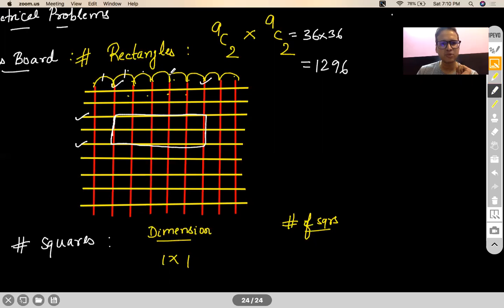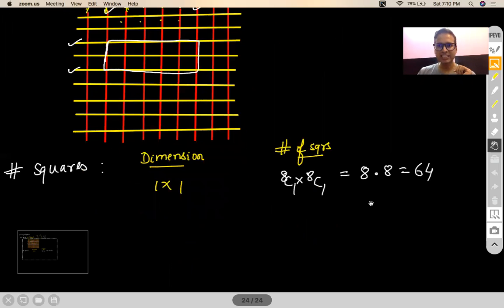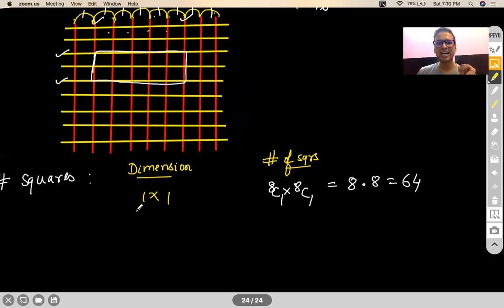1, 2, 3, 4, 5, 6, 7, 8. So pick any one of the 8 pairs from the red ones and any one of the 8 from the yellow ones. That also will be 8C1 only. So your total number of squares will be 8 into 8, that is 64. That you can actually count also. 1 by 1 dimension squares will be 8 into 8, 64. Okay. But why I told you like this is because then you will be able to calculate other dimension squares.